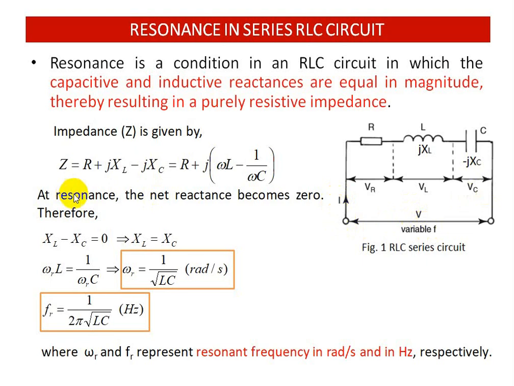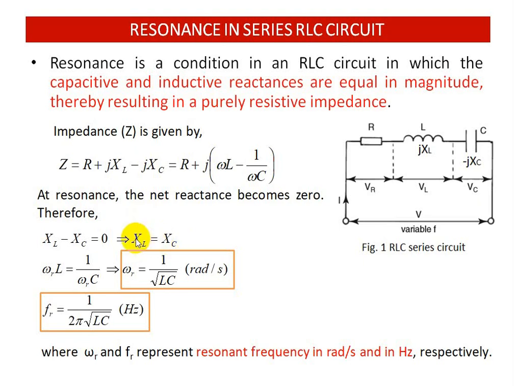So the impedance for this circuit is R plus jXL minus jXC, which can be written as R plus j into omega L minus 1 by omega C. So omega L is XL, 1 by omega C is XC. At resonance, the net reactance becomes 0. That is, XL minus XC becomes 0. In other words, XL will be equal to XC at resonance.